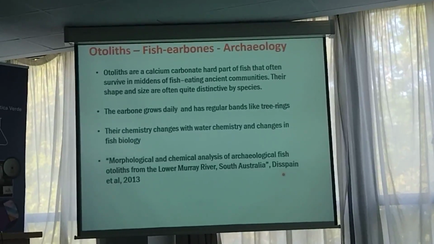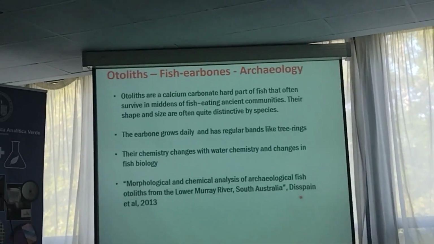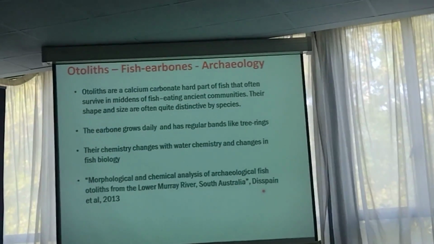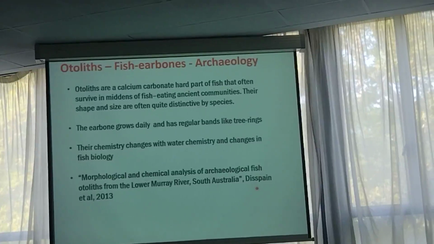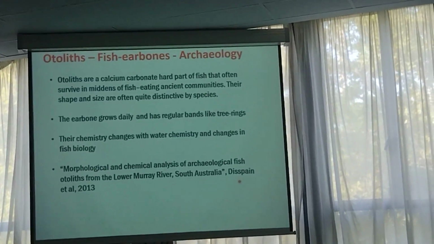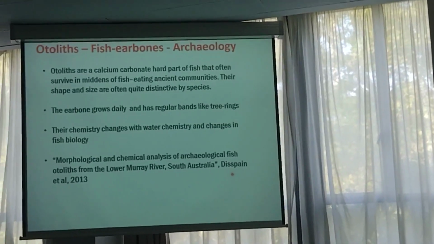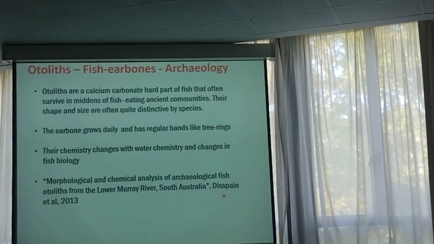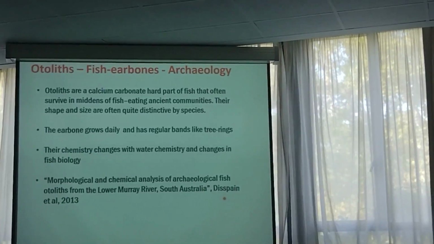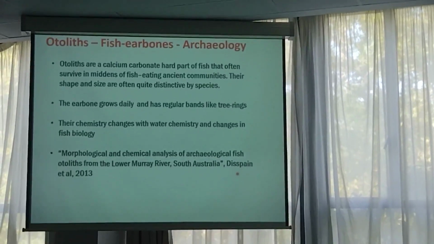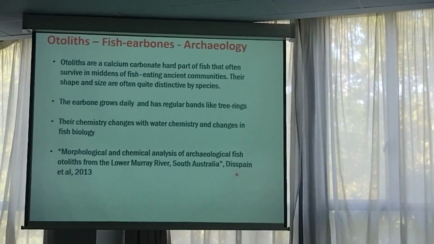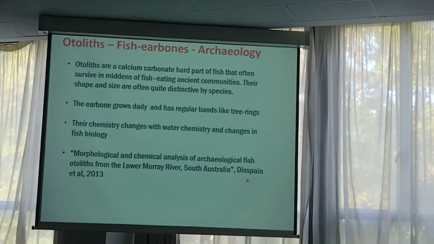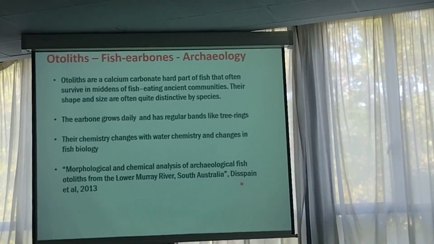The ear bone grows daily and has regular bands like tree rings. The chemistry of the ear bone changes with the water chemistry and with changes in the fish biology. For example, salmon move between freshwater and seawater. They are an extreme example. Part of their life they're living in freshwater, part in seawater, and the concentration of the elements is not surprisingly radically different. But even within freshwater or seawater, you will have some changes in chemistry.